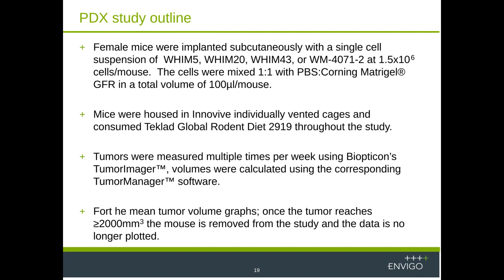So for the duration of the study, these mice were housed in InnoVive individually vented cages and consumed Teklad Global Rodent Diet 2919. And these tumors were measured using the Biopticon tumor imager, and volumes were calculated using the corresponding tumor manager software. So in the subsequent graphs I will show you, I just want to let you know that for the mean tumor volume graphs, once a tumor reached the 200 millimeter cube size, the mouse was removed from the study, and so that data is no longer plotted.